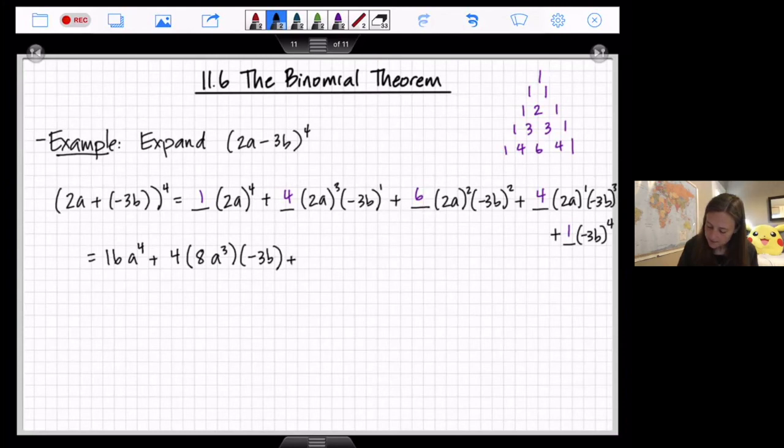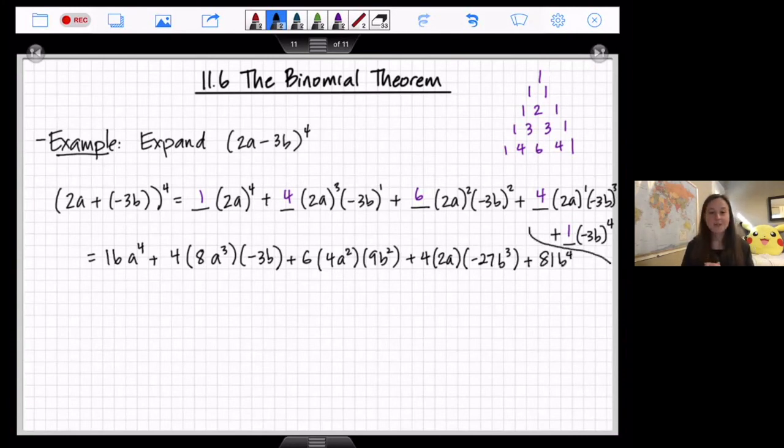Then I've got 6. 2a squared is going to be 4a squared. Negative 3b squared is going to be negative 3 squared, which is positive 9b squared. And I've got 4, 2a to the 1st. Negative 3b cubed is over there on the far right side. Negative 3 cubed is negative 27. And then the last term there, I've got 1, I don't need to write. Negative 3 to the 4th is a positive 81. And then b to the 4th.